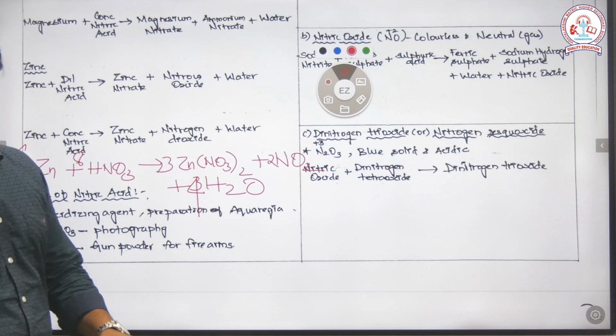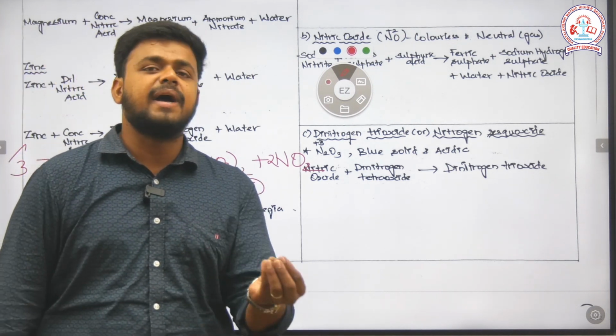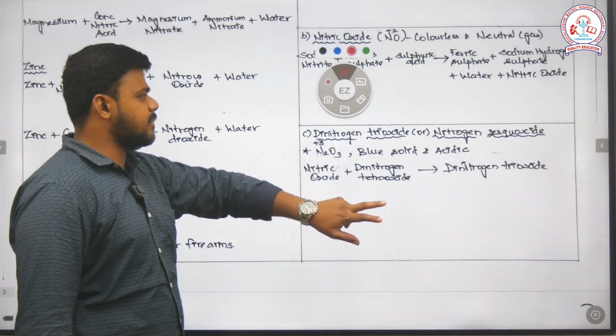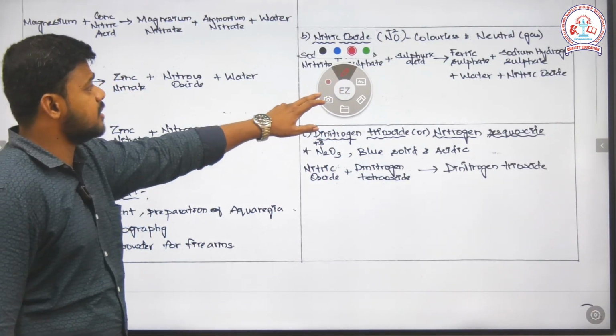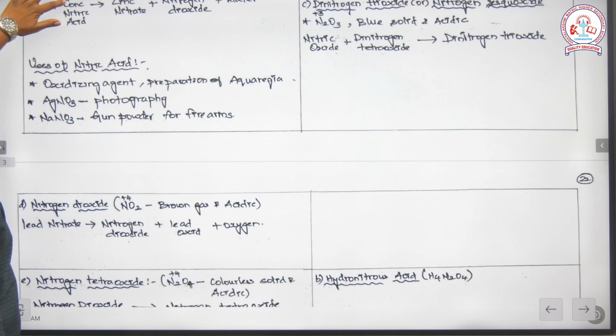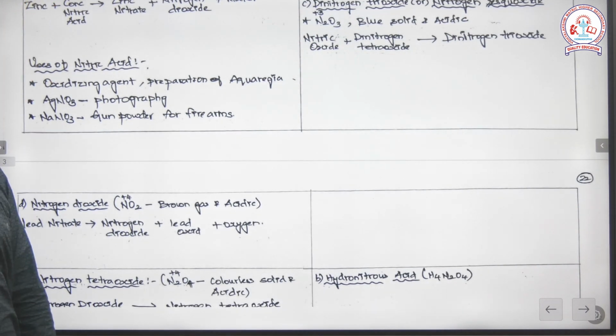Okay, only the thing is you need to check. It takes time to balance. That's the only thing. Instead of having balancing in the exam duration, you can just have the stoichiometries in mind, at least in the left hand side. If you know the left hand side stoichiometry, right hand side it is easy to balance. That's it. Then uses of nitric acid.